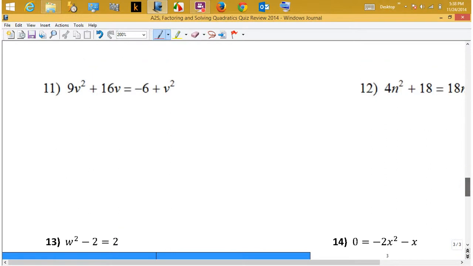Number 11, let's move all the terms over. So I would subtract v squared from both sides. That would give me 8v squared plus 16v, and now I would add 6 to both sides, and I'd get plus 6. So I can take a factor out of this, and it looks like I can take a 2. So I would say 2 times 4v squared plus 8v plus 3 equal to 0. Now, if I divide both sides by 2, the 2 is just going to go away, giving me a little less clutter.